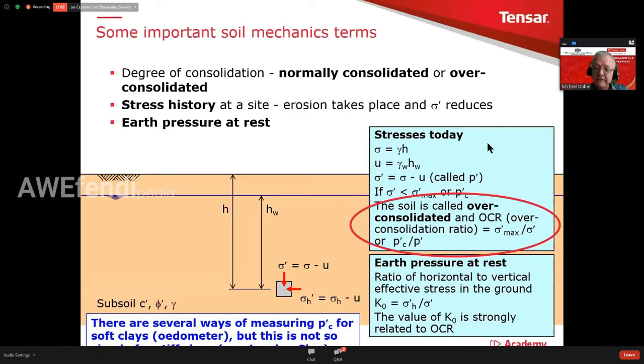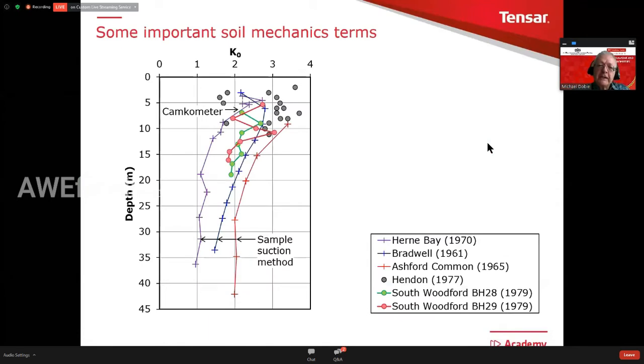You might say, why London clay? Well, I studied in London. I think it's reasonable I should do that. So let's have a look at that. This is a profile of the K0 value measured in London clay by a variety of techniques at a variety of locations around London. And you can see that K0 is very high.